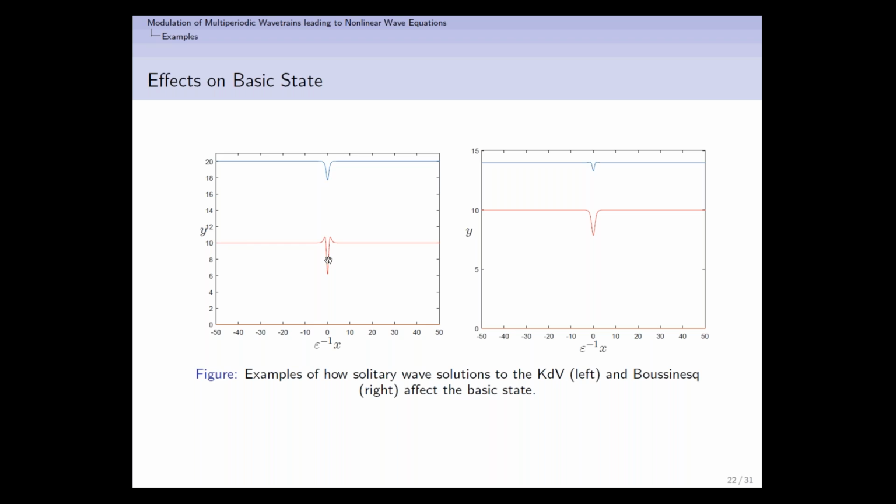Okay? So in the KdV case, we're getting this interesting looking solitary wave in the middle, and your standard solitary wave at the top. And in the two-way Boussinesq case, you're getting something more interesting at the top and something standard in the middle. Okay? And this is just to show you that by solving these equations, you can end up with physical intuition for what's going on. Okay? So that's the first example dealt with.